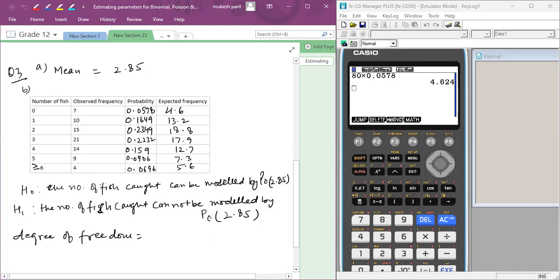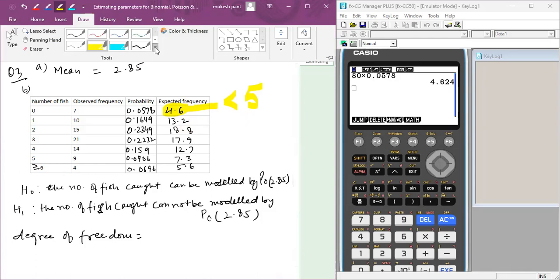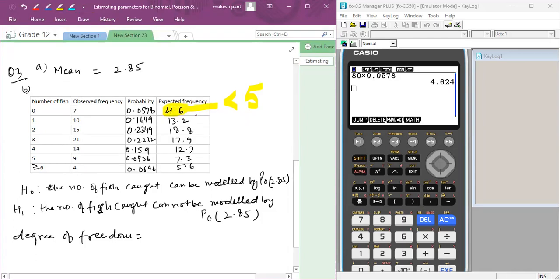But yes, guys, there is a problem here. We cannot directly perform the test, because if you look at this value, it is less than 5. This value is less than 5, and this value is also less than 5. If any expected frequency is less than 5, we need to combine it with the next, or maybe the previous. But since it's the first, it will be added with the second one to make a new row.